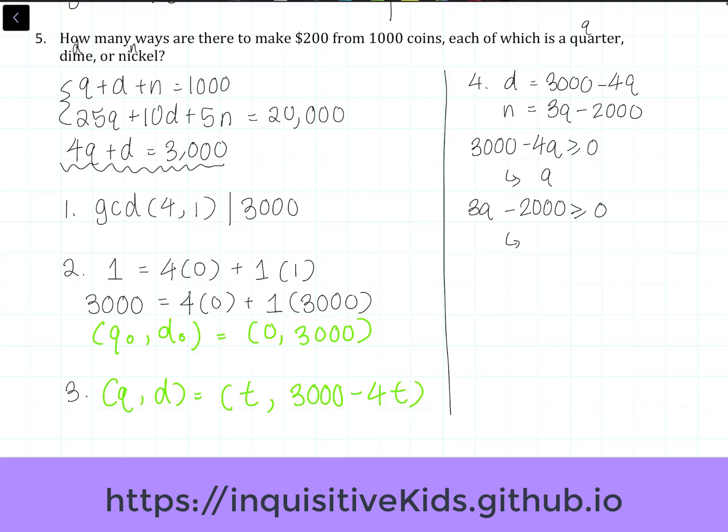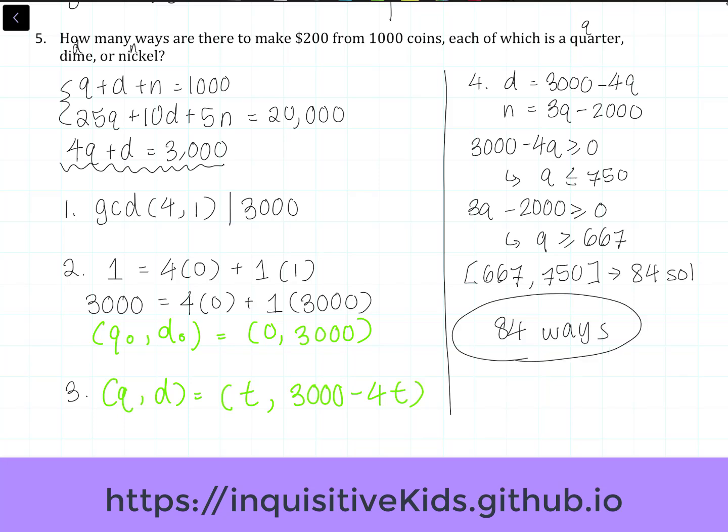This means that Q has to be less than or equal to 750, while Q must also be greater than or equal to 667 for all integer solutions. Now the possible values of Q go from 667 to 750 inclusive. So in total, there are 84 solutions. Therefore, there are 84 ways to create $200 out of 1,000 coins, each of which is a quarter, dime, or a nickel.